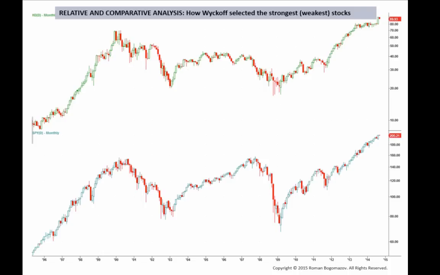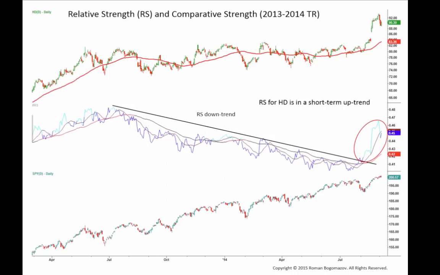So for instance, right here, I could see that from this low to this low, comparatively, the slope might be in favor of the stock, Home Depot, and I could see that there is some kind of strength right here. Now, of course, we can use more modern tools to do the same analysis. And this is the daily on Home Depot, and this is the trading range that we're going to look at. And we see that during this trading range, the relative strength, and this is not the relative strength indicator, this is actually a relative strength ratio, is in the downtrend.